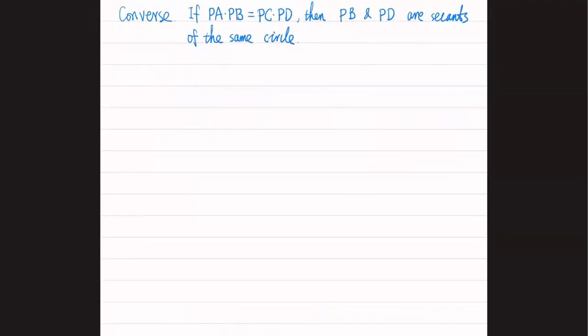Then let's recall the definition of concurrency. Concurrent lines. Three lines, so they are concurrent.